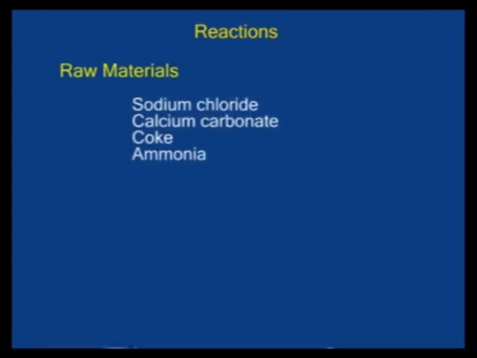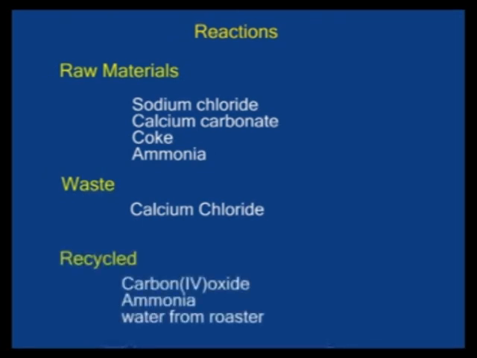Now, the raw materials for the Solvay process are sodium chloride, calcium carbonate, coke, and ammonia, and these materials are cheap and readily available. We've said the process is very efficient, with the only waste being calcium chloride. All other materials are recycled.